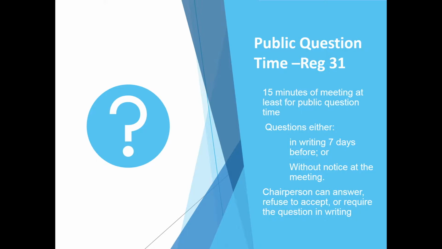Questions can either be in writing 7 days before or asked without notice at the meeting. However, a chairperson can refuse to accept a question without notice or require the question to be in writing. Importantly, neither a member of the public's question nor the answer provided is to be debated.